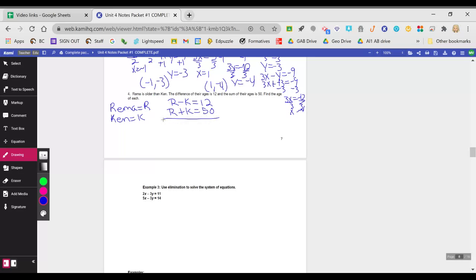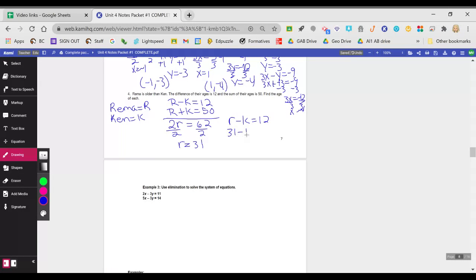Then I solve. Notice that it's minus K and plus K, so R plus R is 2R, equals 62. Divide by 2, R equals 31. I then need to find Ken. So I'm going to do R minus K equals 12.